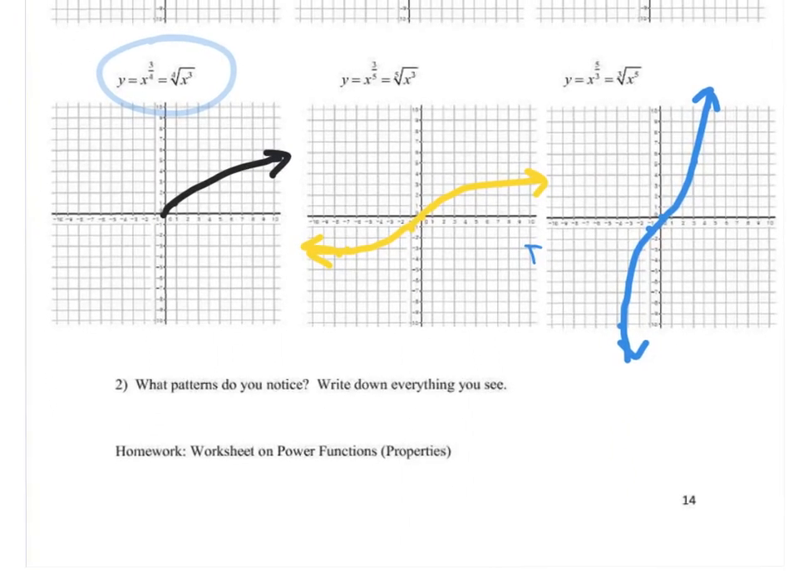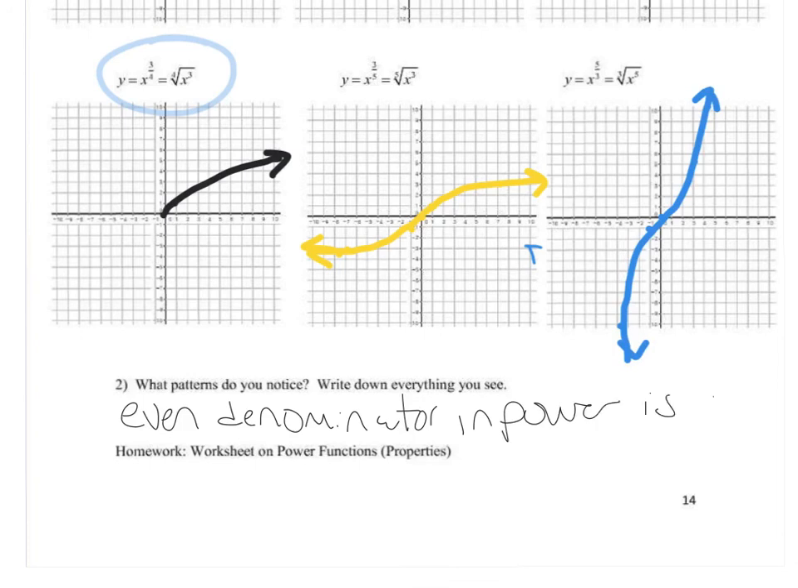So let's write that down. Even denominator in power is a restricted domain. X is greater than or equal to 0. What else?